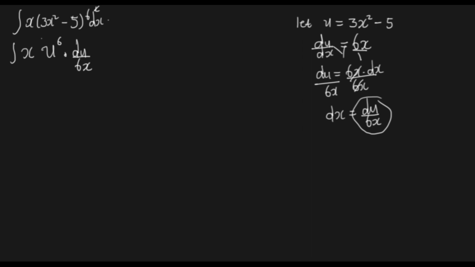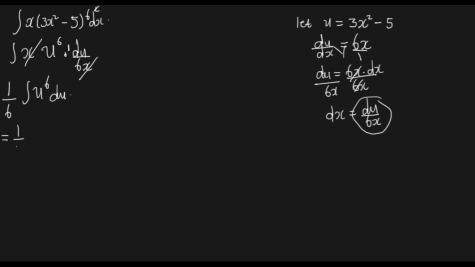So now we can see that we can cancel this x and also we can cancel this x. So this is the same as 1 over 6. We are going to move the constant to the front. So we have 1 over 6, the integral of u to the power 6 du. Now, after reaching this stage, we are going to integrate u raised to the power 6 by using the power rule. So we can proceed.